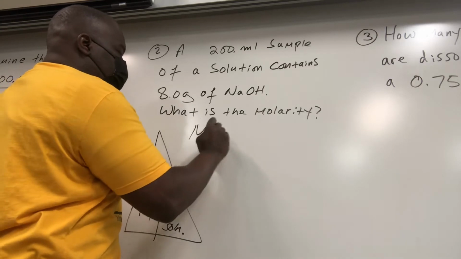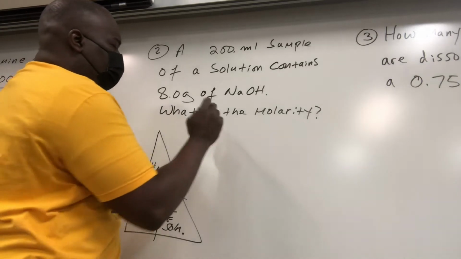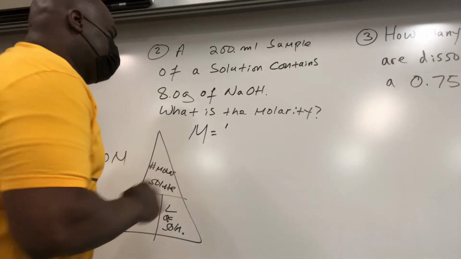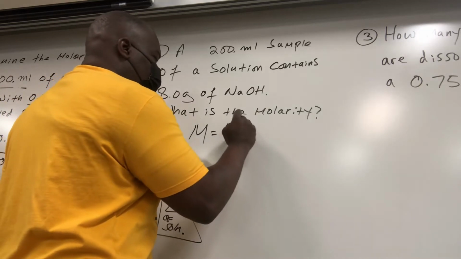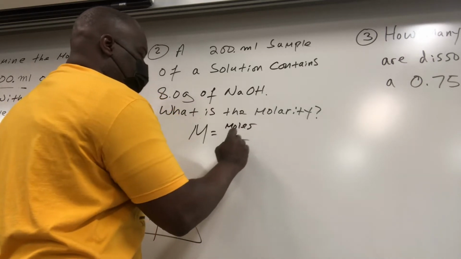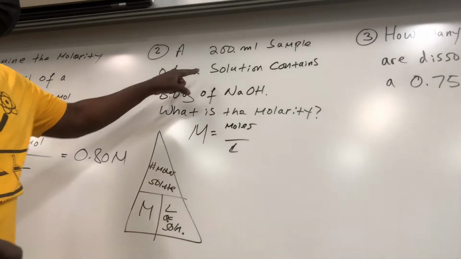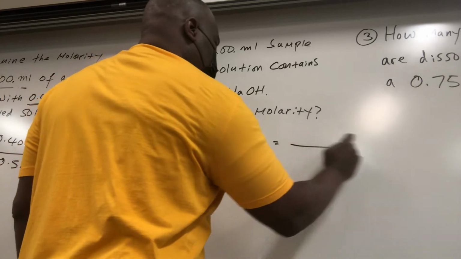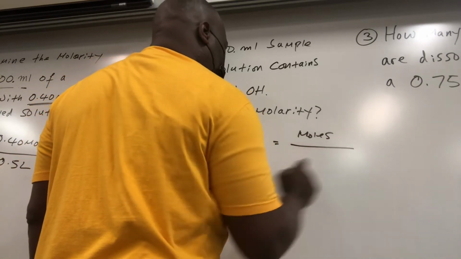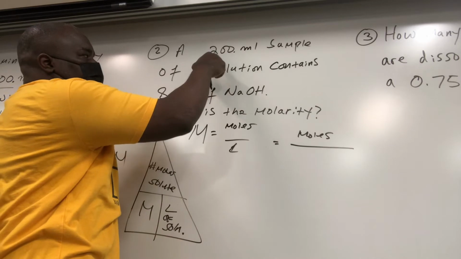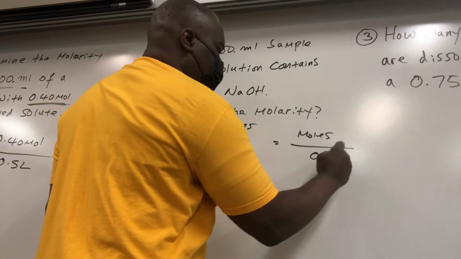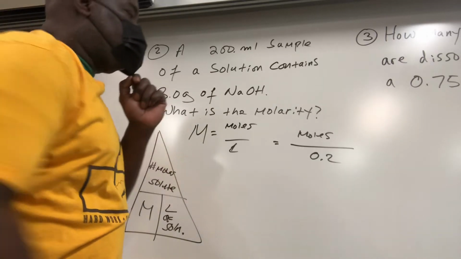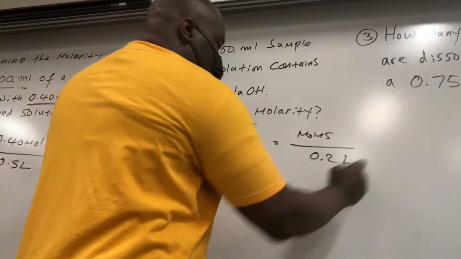Big M is equal to moles per liters of solution. We don't have the moles, so we're going to put that in a bit later. So our liters of solution will be what? Moles over 3 places to the left, 0.2. We don't know our moles just yet, but we're not going to panic. We're going to put our moles in there in a second. So we have 0.2 liters.